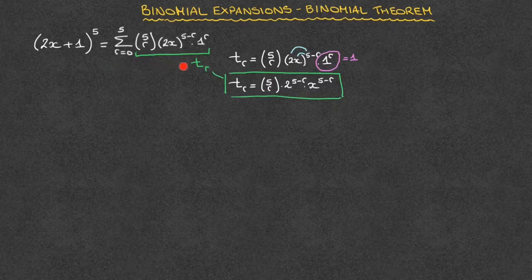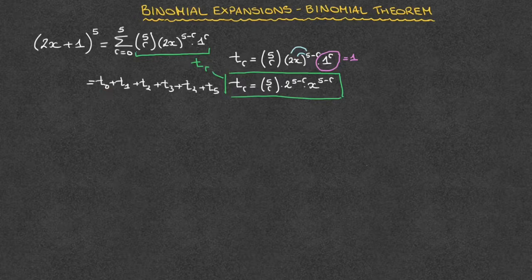Okay, back to the sum. Since we called this expression T of r, we can say that this sum from r equals 0 up to 5 is equal to T of 0 plus T of 1 plus T of 2 plus T of 3 plus T of 4 plus T of 5. And each of these terms, T0, T1, T2, and so on, is obtained by replacing every r that we see inside the expression for our general term by its corresponding r value. And here's how that works.